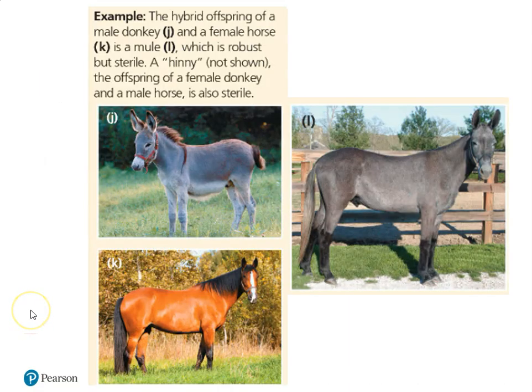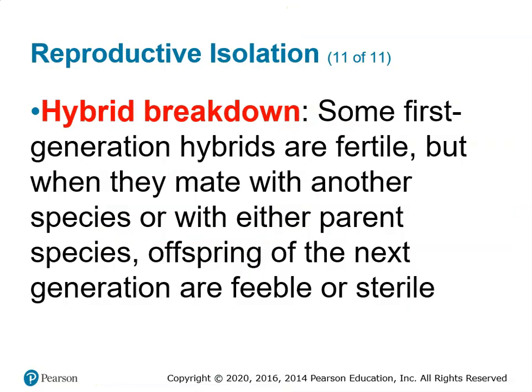Reduced hybrid fertility: even if the hybrids are vigorous, which means healthy, they may be sterile. A famous example in biology is the mule, from a male donkey and a female horse. Mules are strong and robust, but can't reproduce.